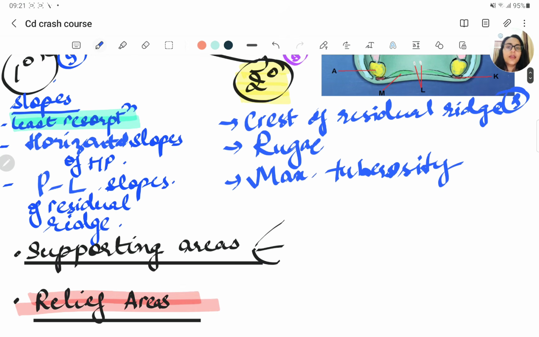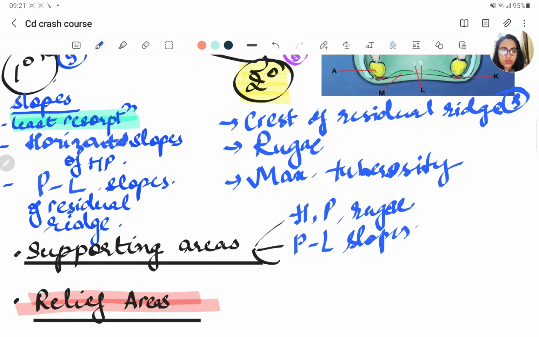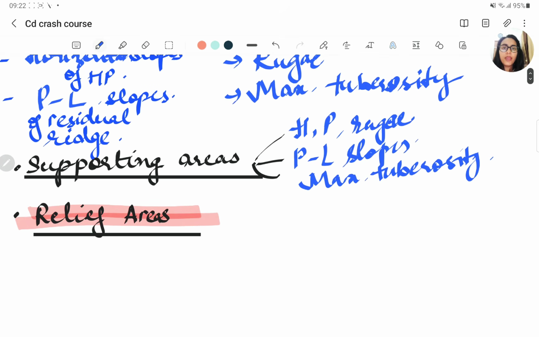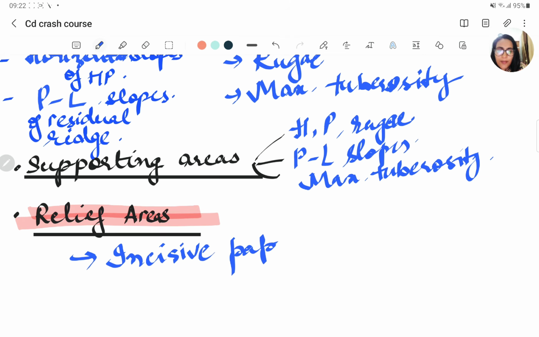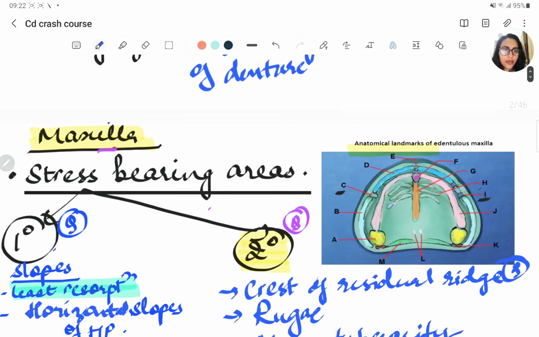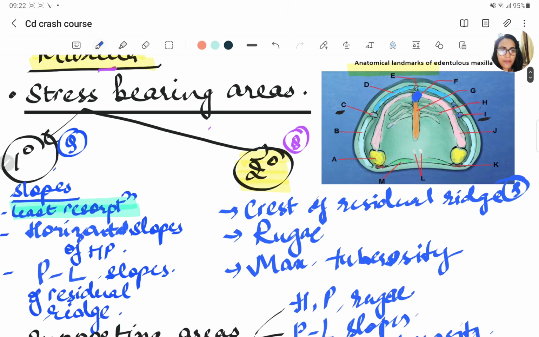Then what are the supporting areas that are going to support? So we have the hard palate, rugae. Sometimes they directly ask you the support areas. So the posterior lateral slopes are also going to give support, and the maxillary tuberosity. So these are the support areas. Then what are the relief areas? The areas where we cannot put pressure. The relief areas we are going to relieve in the denture. In maxilla, it is the incisive papilla, since the incisive papilla is going to contain the nasopalatine nerves and vessels. So this is the incisive papilla area.